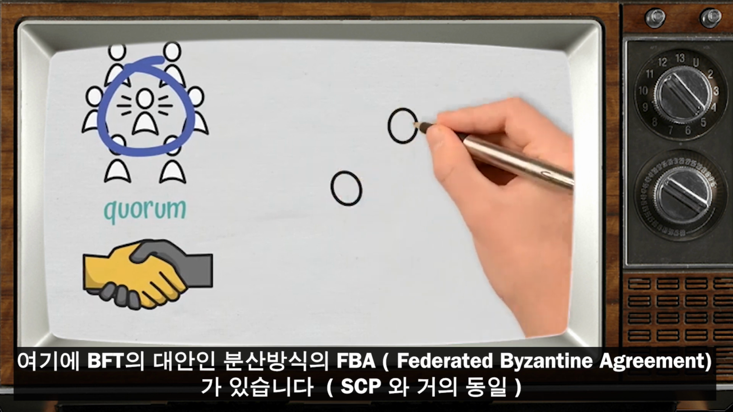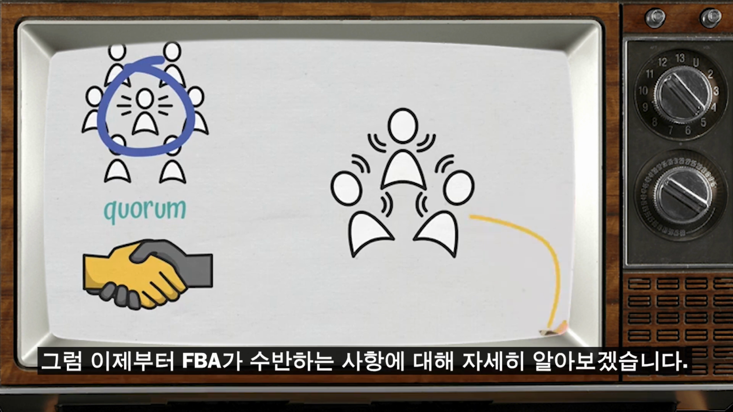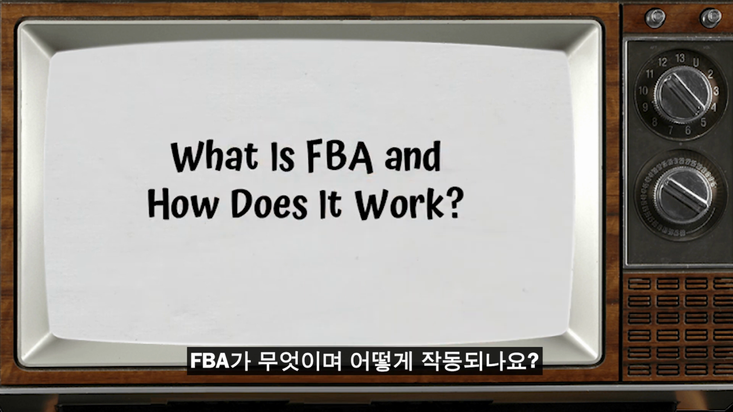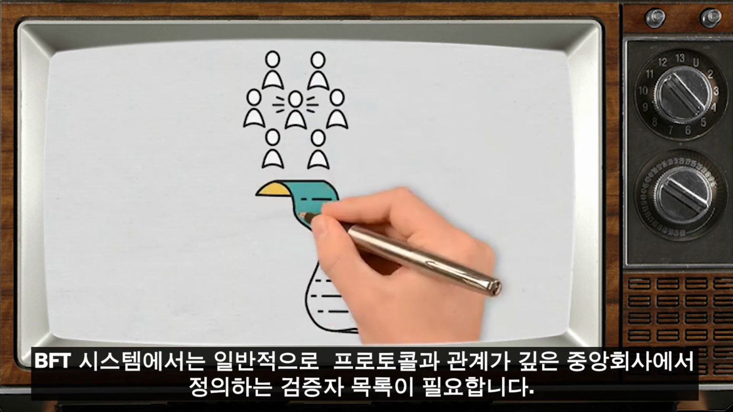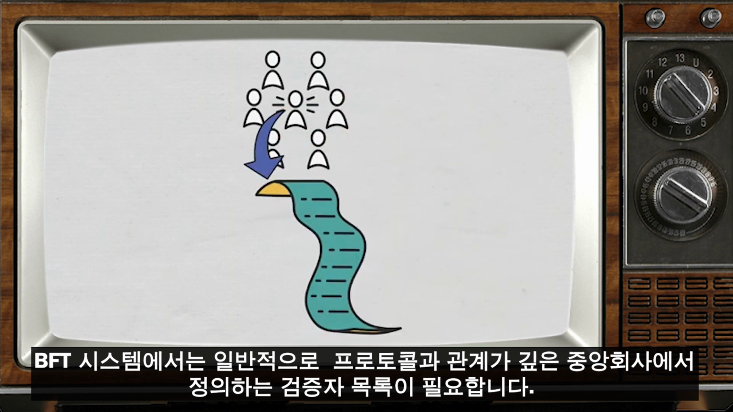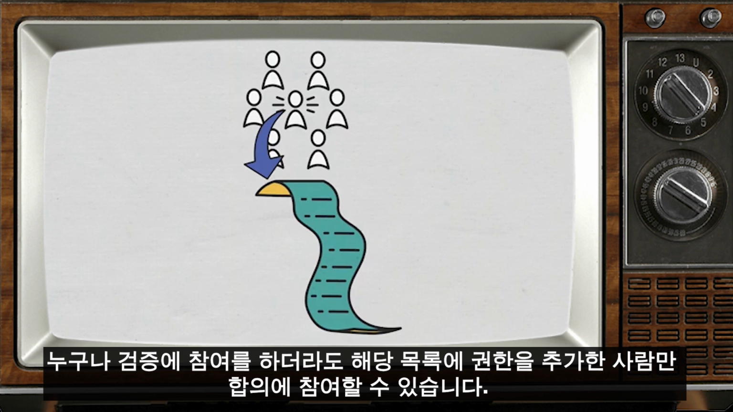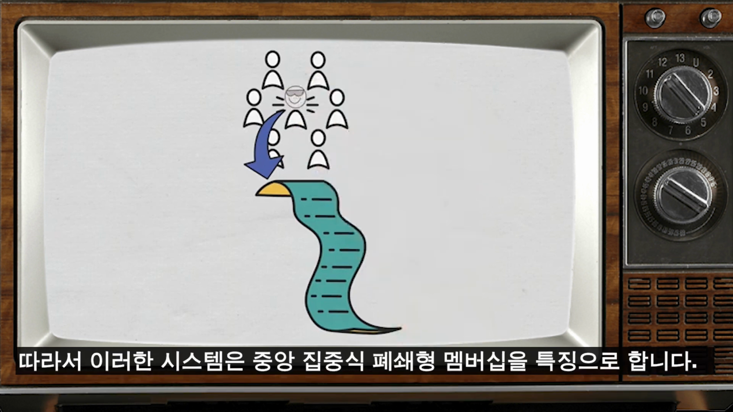Here is where the Federated Byzantine Agreement comes in, which is a decentralized alternative to BFT. So let's dive deeper into what FBA entails. What is FBA and how does it work? In a BFT system, there must be a list of recommended validators, which is defined by a central authority, typically the company behind the protocol. Even if anyone can spin up a validator, only those the authority adds to that list can participate in consensus. So, such a system features a centralized, closed membership.